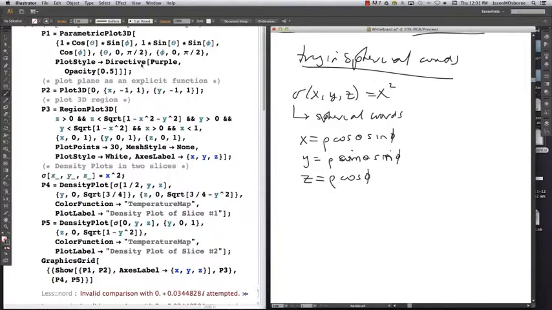Okay. So that's simply what I've done in this problem. I've taken the region that we were given. We were given this kind of wedge of a sphere, and I've parametrized it.